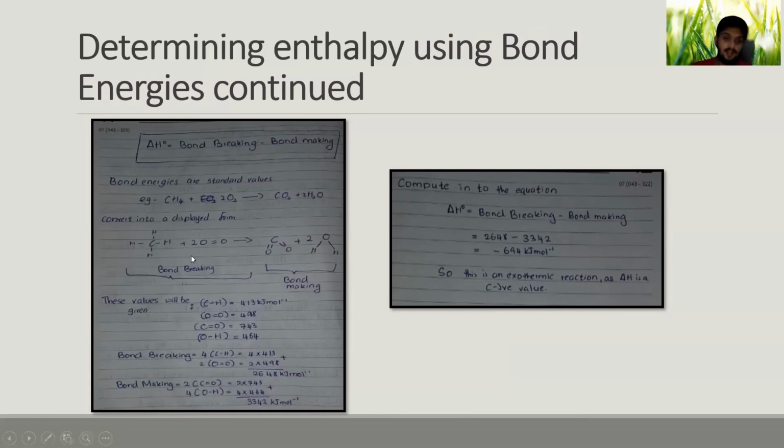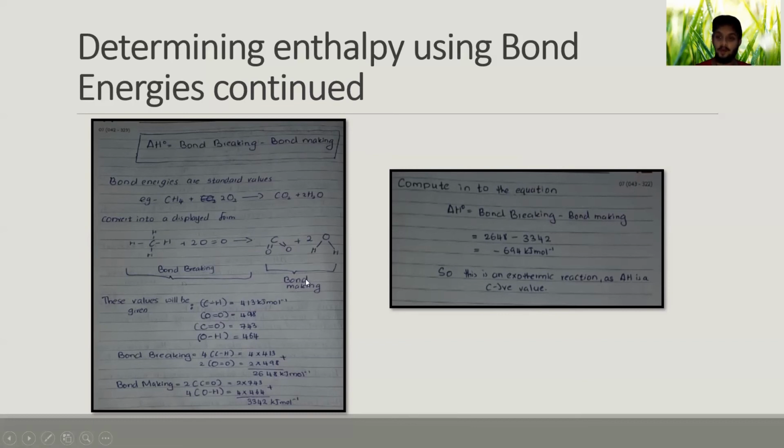Here, oxygen has a double bond, so this also should break. So the left hand side will be the portion where the bonds are being broken. That means the endothermic reaction happens on the left hand side, whereas on the right hand side, the bond making happens. The new bonds, the carbon dioxide, are being formed.